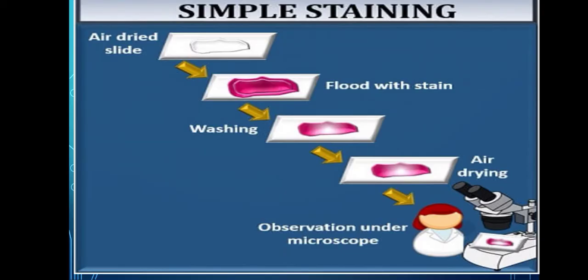After the slide is air dried, we have to flood this smear with the stain. In monochrome staining, we are using methylene blue stain, so we have to pour 2 to 3 drops of methylene blue stain on this smear and wait for 2 to 3 minutes. After 2 to 3 minutes, we have to wash this stain gently with tap water by pouring 2 to 3 drops of tap water over the slide. Then after washing, we have to air dry the slide, and after air drying, we have to observe this slide under the oil immersion objective of the microscope.